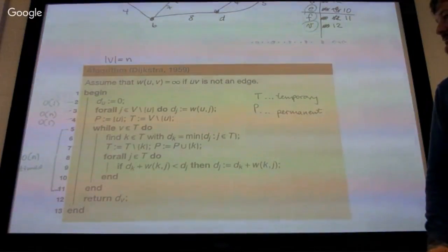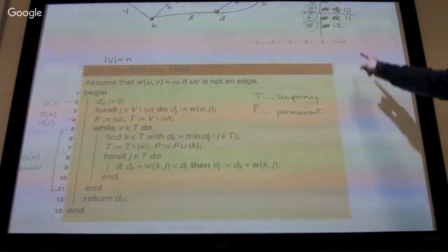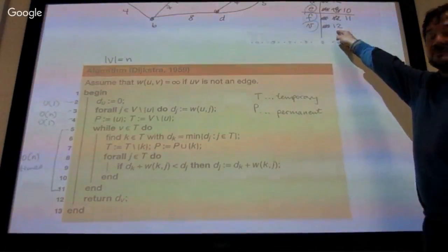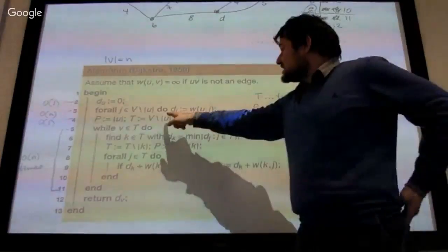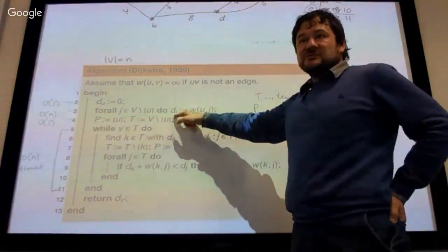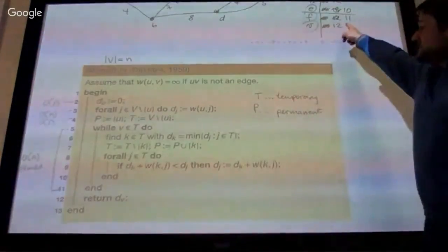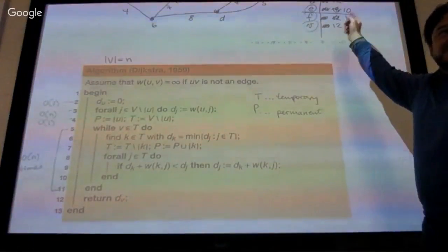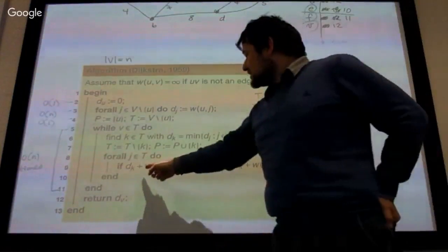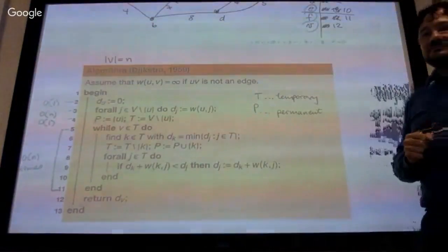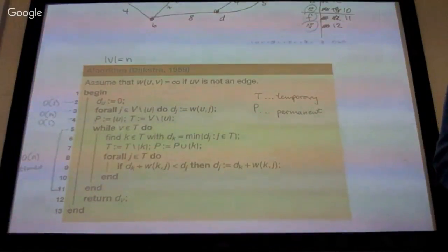So d of v is the number in the table. That's why I keep it in the little table. And the distances on the edges are W. That's what contains them.